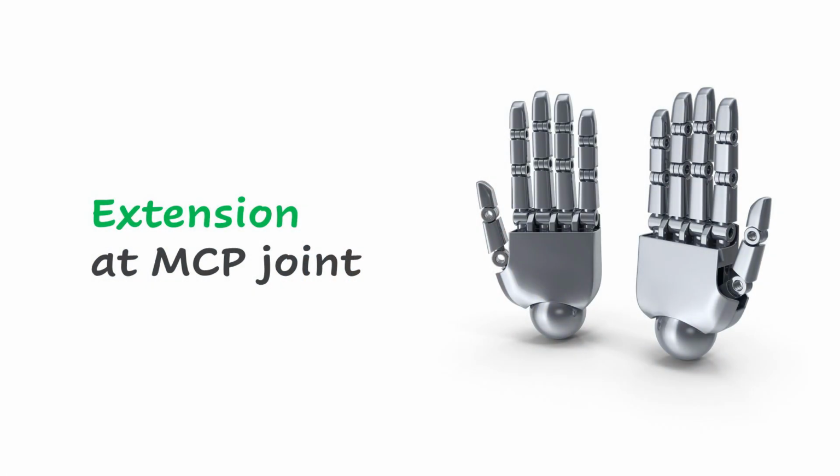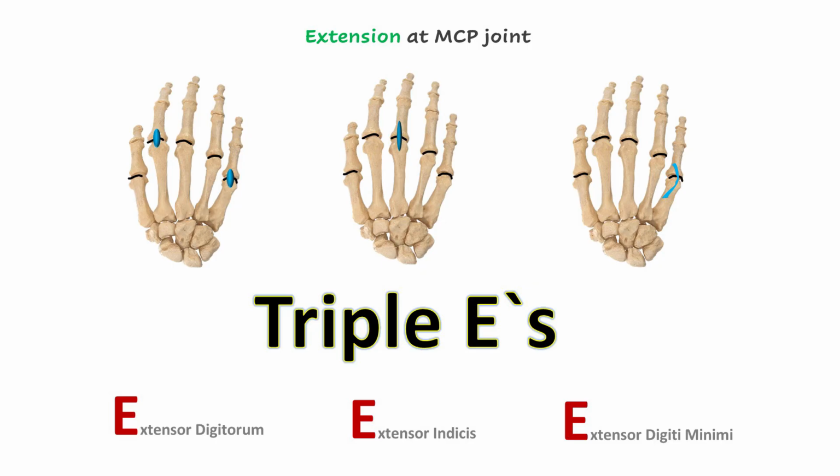Now, if there is flexion, there must be extension. Extension means increasing the angle between two joints. So let's take a look at the muscles of extension in the MCP joint. We have extensor digitorum, extensor indicis only on the third digit, and extensor digiti minimi only on the fifth digit. We can remember this as triple E's.